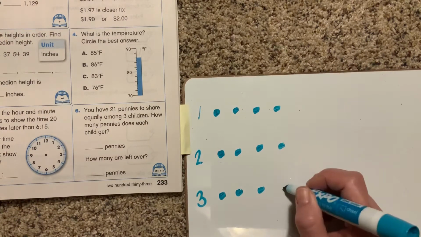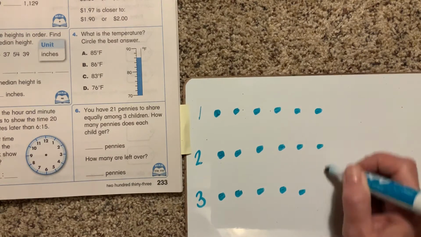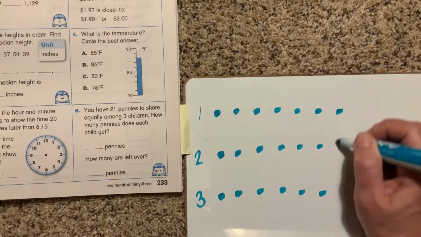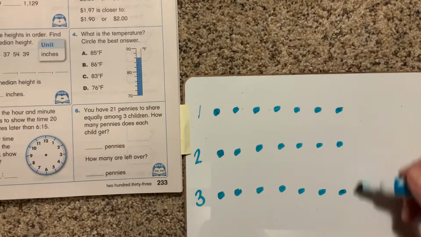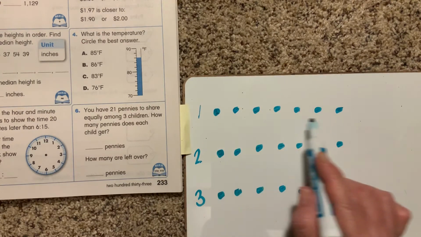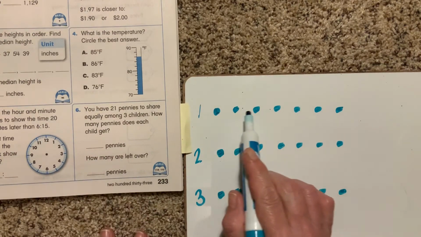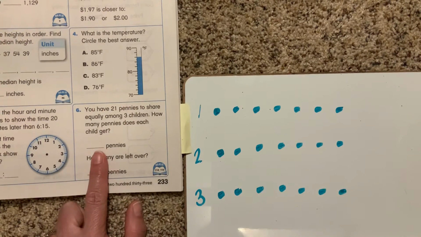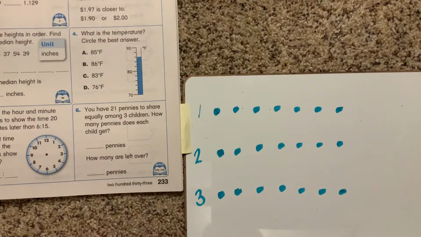10, 11, 12, 13, 14, 15, 16, 17, 18, 19, 20, 21. So does your array look something like mine? I had no pennies left over. Everybody ended up with the exact same amount. So how many did everyone get? Each child would get 7 pennies. And how many pennies were left over? 0. We had no leftover pennies. So 7 pennies and 0 left over.